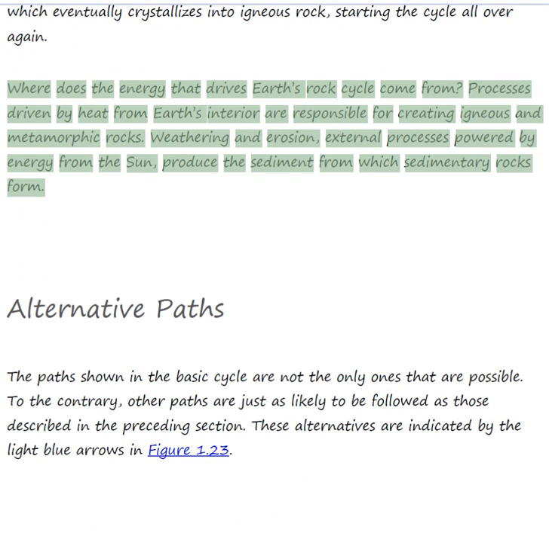Where does the energy that drives Earth's rock cycle come from? Processes driven by heat from Earth's interior are responsible for creating igneous and metamorphic rocks. Weathering and erosion, external processes powered by energy from the sun, produce the sediment from which sedimentary rocks form.